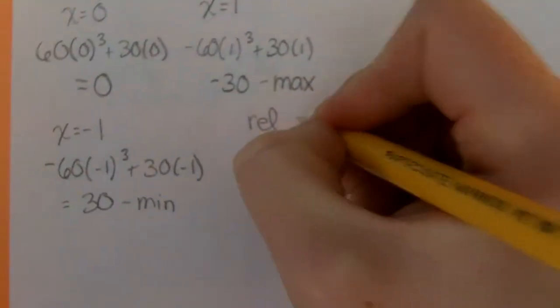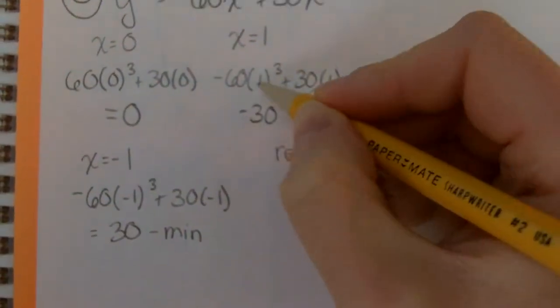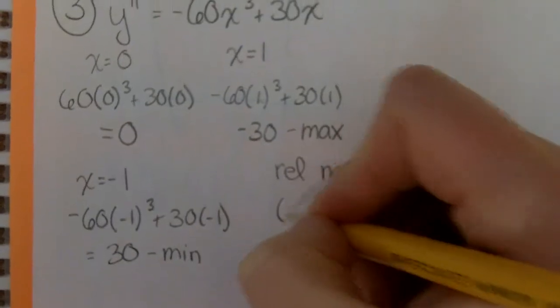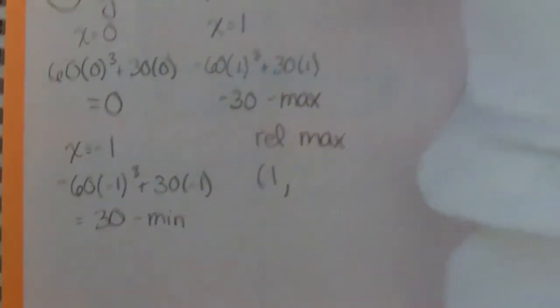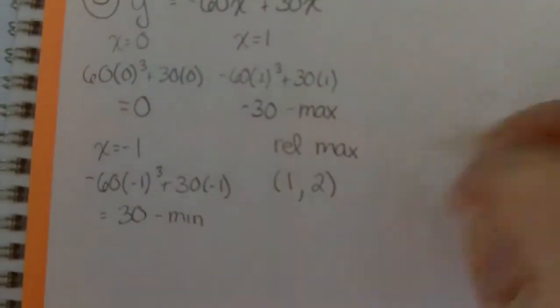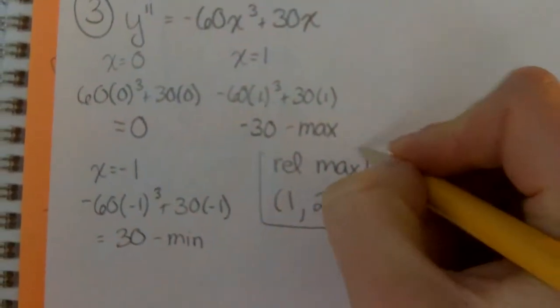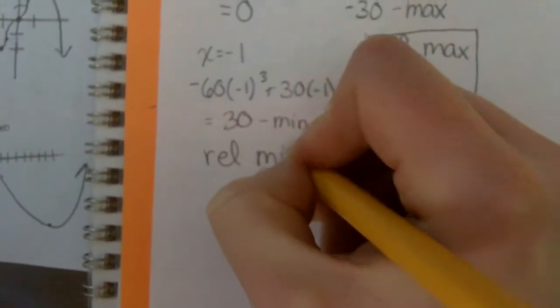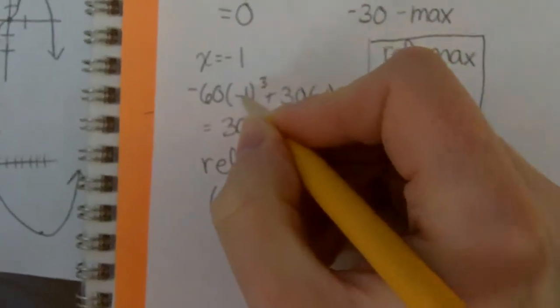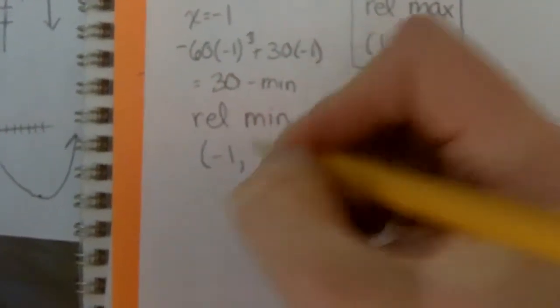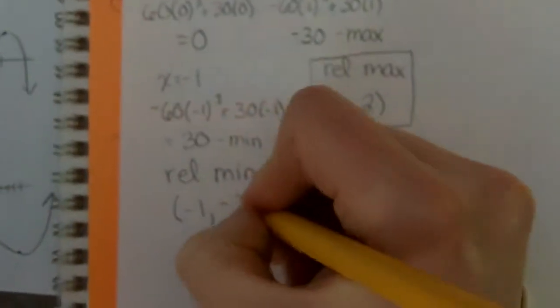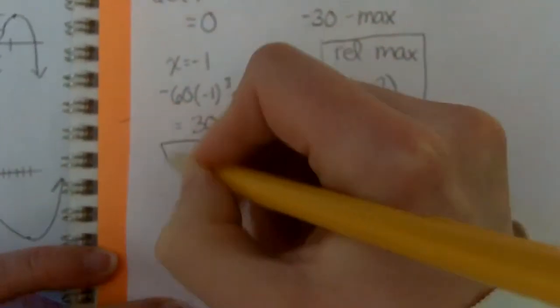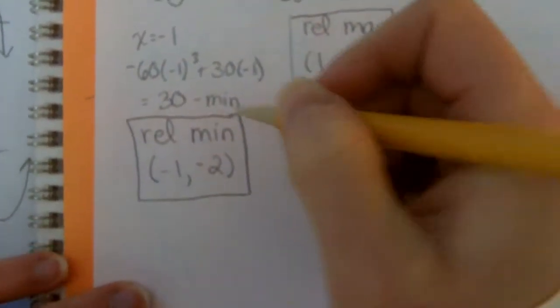So we know we've got a relative max when x equaled 1, because we ended up with negative 30. Then if we want the y coordinate, we plug it into the original. And when we plug that in, we end up with 2. So there's a relative max at (1, 2). And then we also know that we have a relative min. That's going to be located at, it was when we plugged in negative 1, so negative 1, and then to get the y, again, we plug negative 1 into the original, and that's going to give you negative 2.